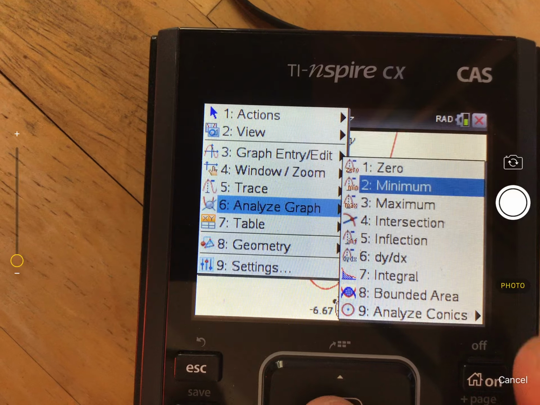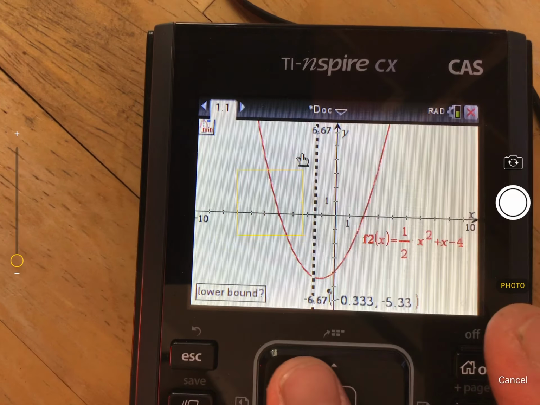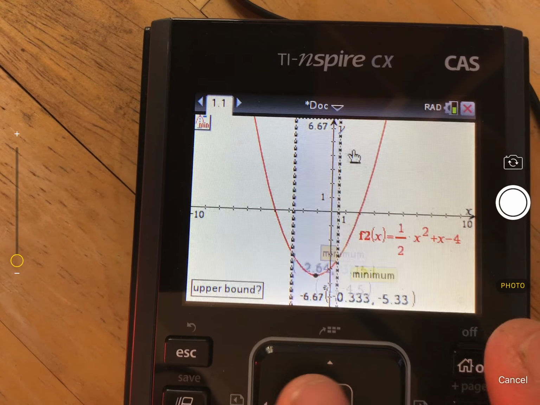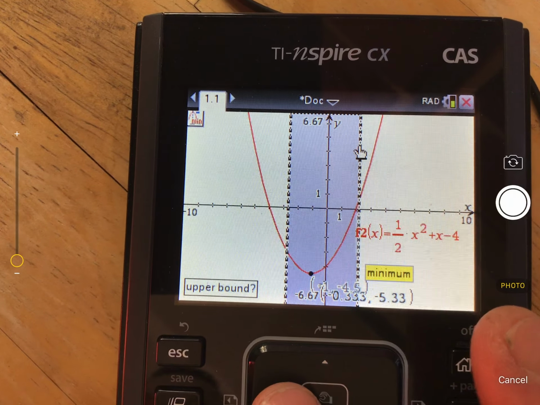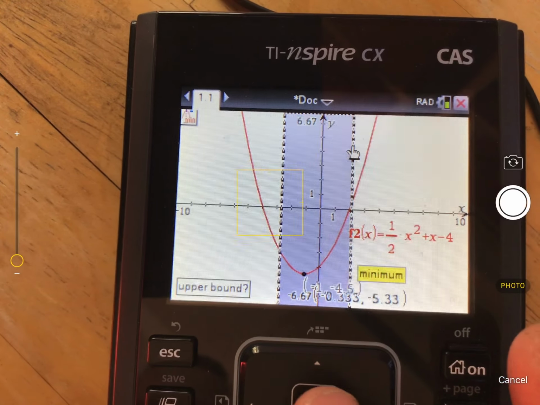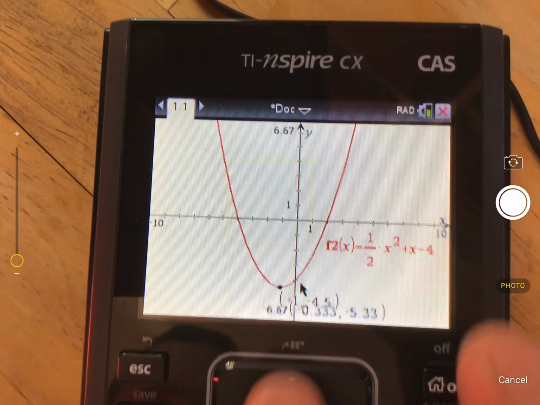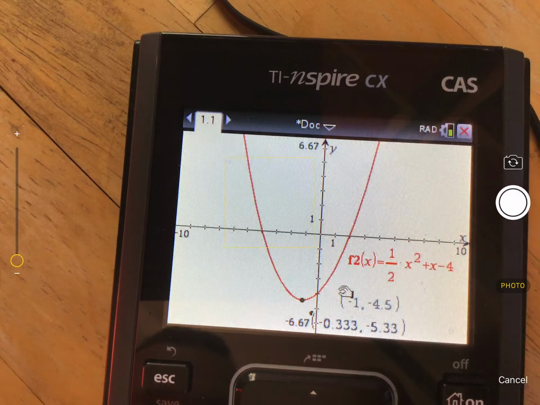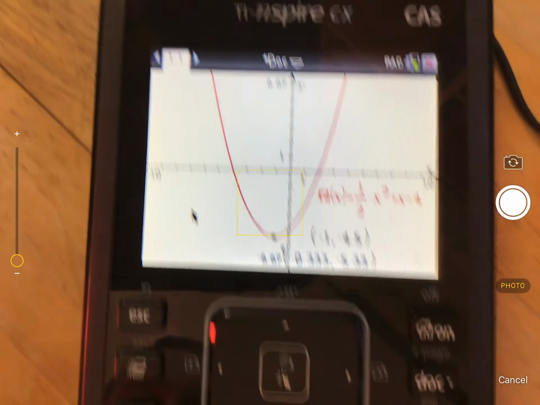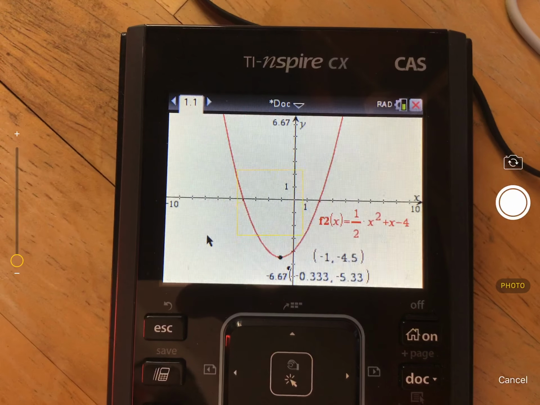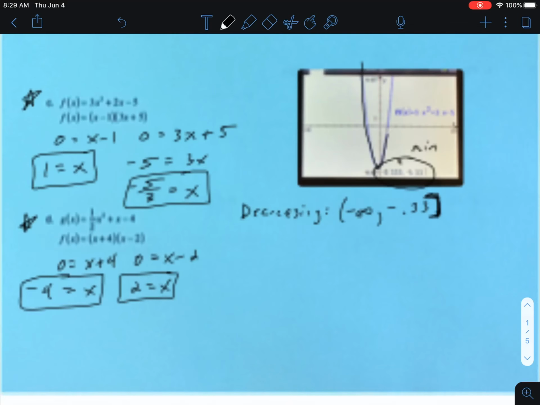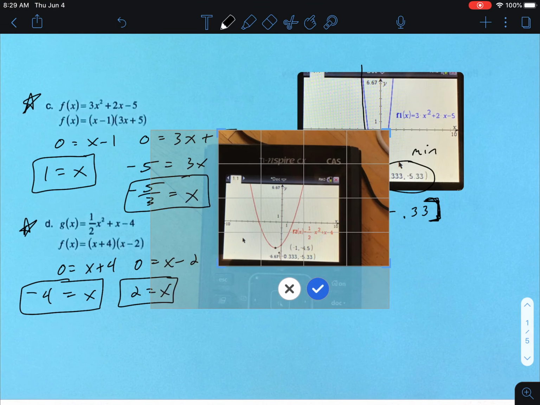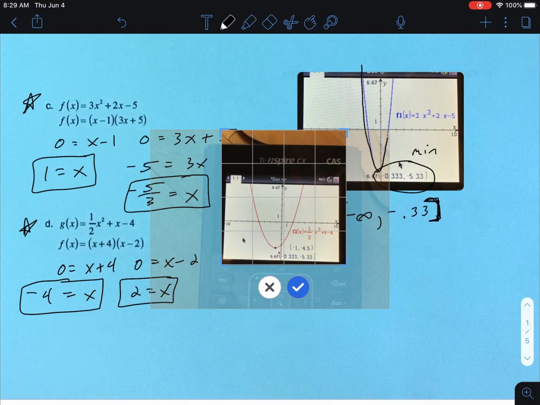That is also a minimum. So I'm going to be searching for that minimum. Make sure you cover the area that has it. And there it pops up for us. Got a little muddled there with the other one, but drag that out for you. And there you go. So -1, -4.5. Bear with me here. I'll get this a little bit cleaner.